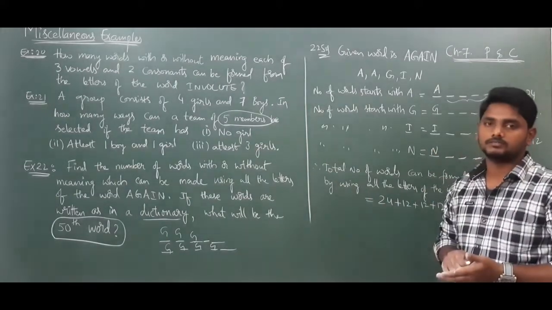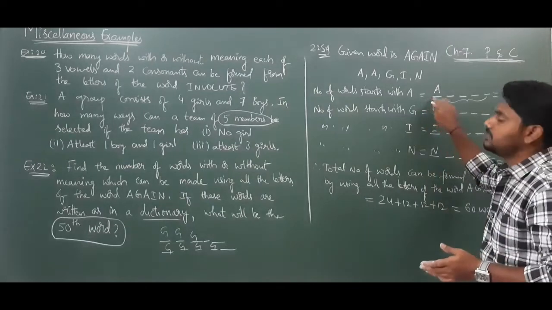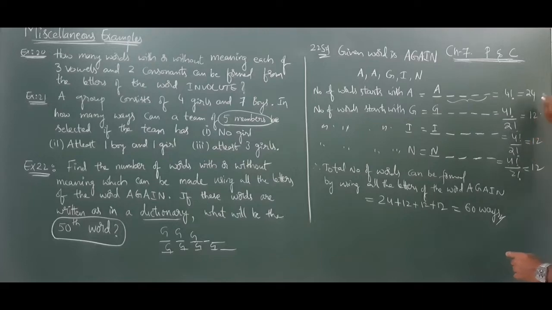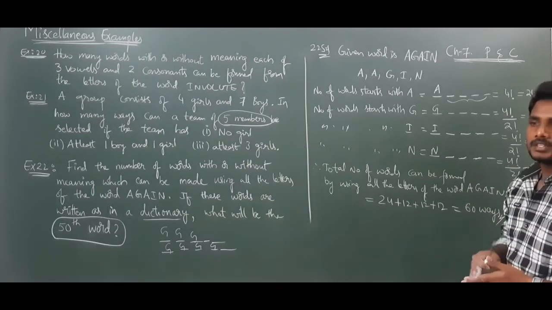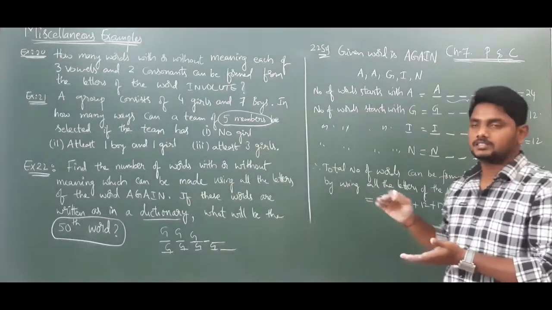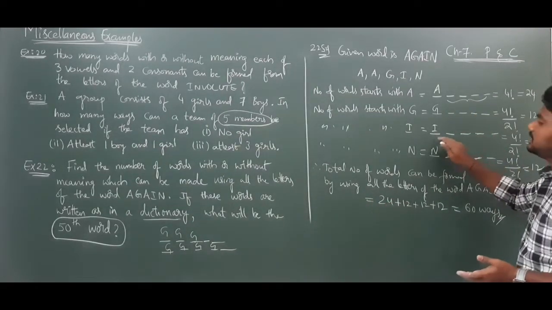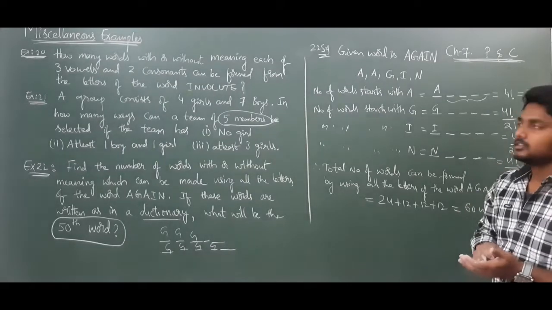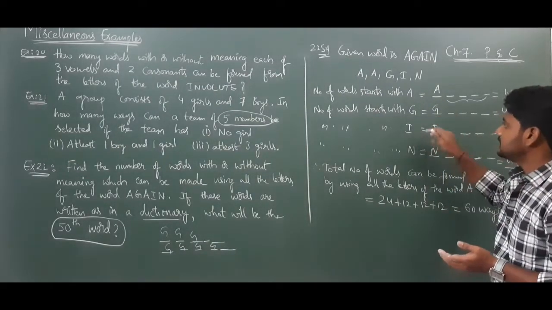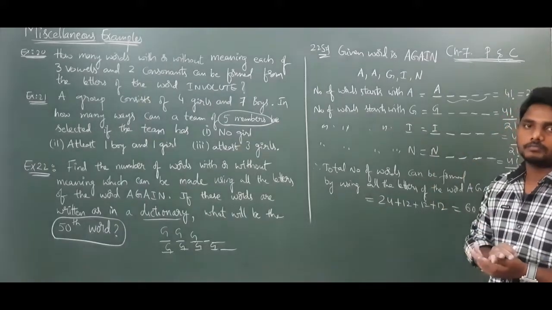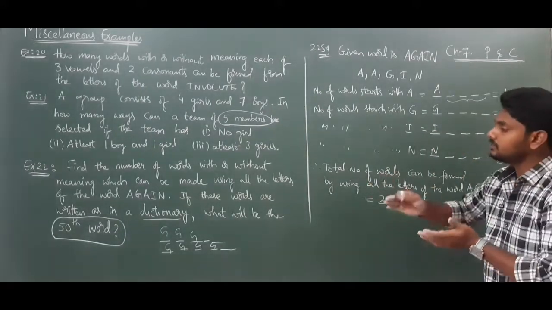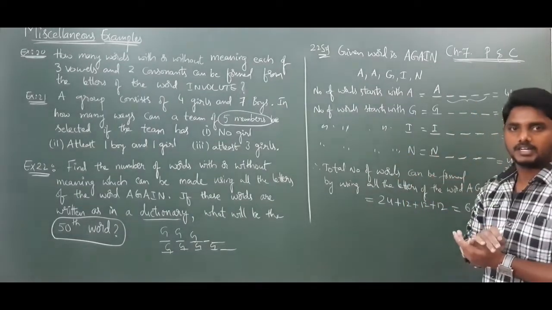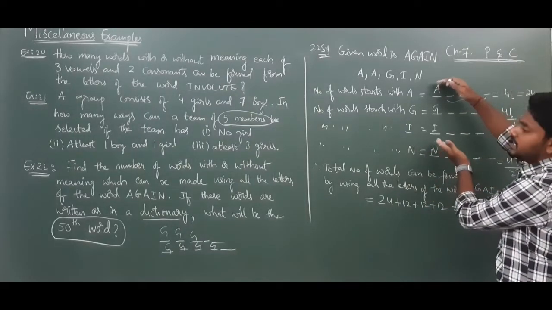But we need the 50th word. So that word won't start with A, right? Next, words starting with G. How many are there? 12. So 24 plus 12 is 36. Still we need the 50th, not in 36. Next, again we consider words starting with I. So 36 plus 12 is 48 words. So by using A, G and I, we can form 48 words. That means if you want the 50th word, it should not start from A, G, I. It should start from N. Understood? Up to these 3 letters, 48 words are done.